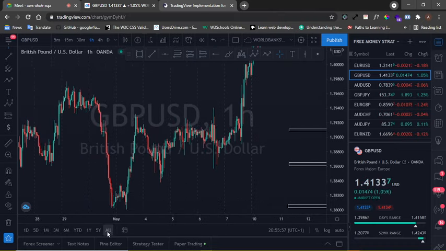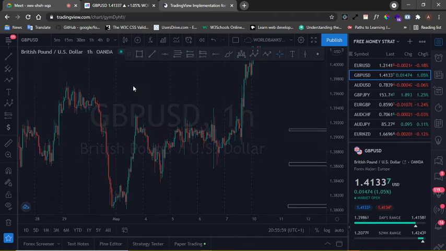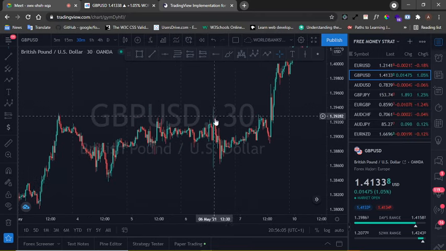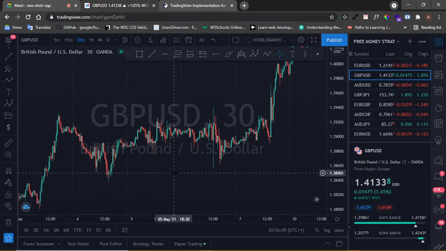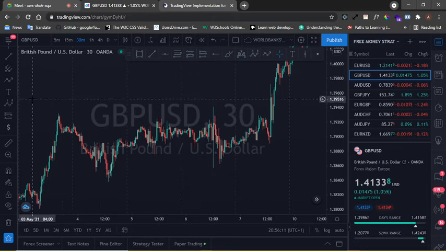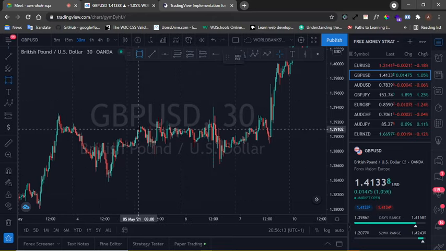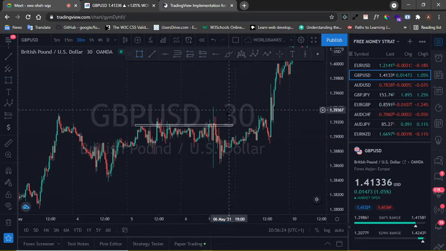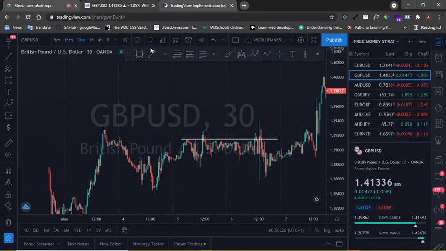There's a resistance here, liquidity. Let me use the 30 minutes time frame, because it was clear on the 30 minutes time frame. I entered somewhere here. The entry was crazy, man. So I saw the liquidity at this point. I was drawing my resistance zone here, and I was drawing my support here.